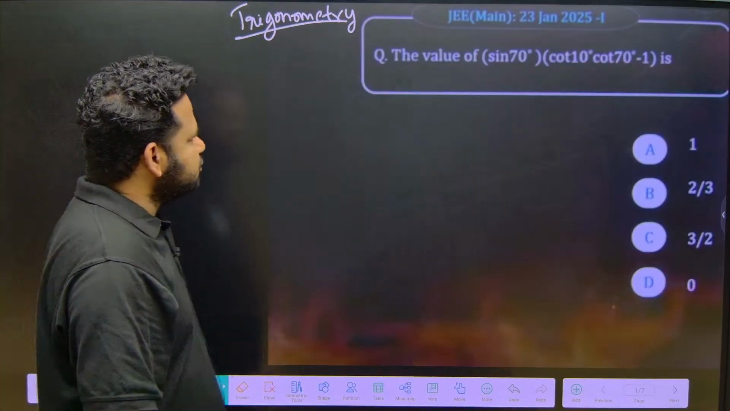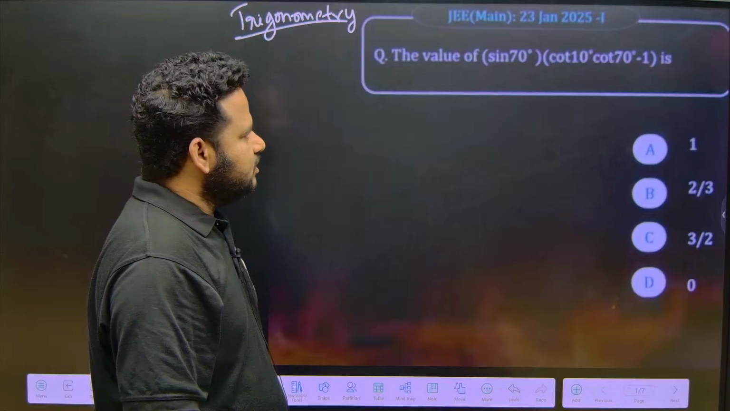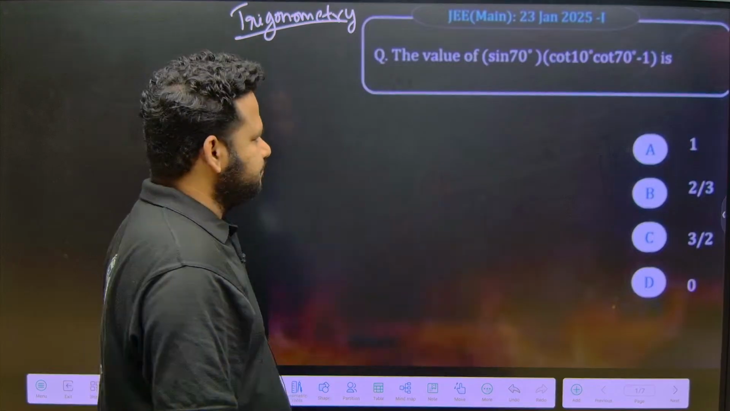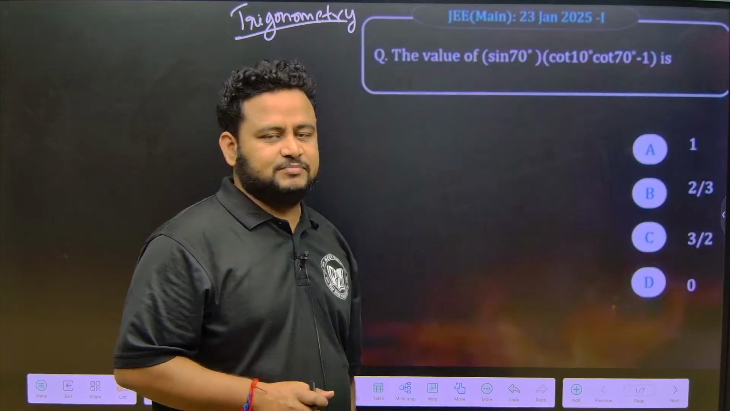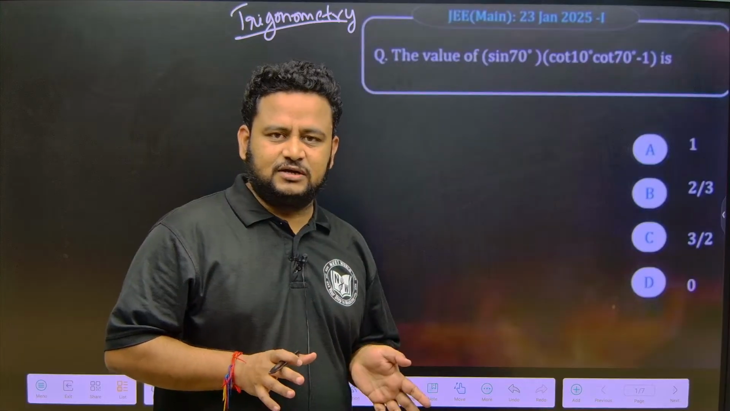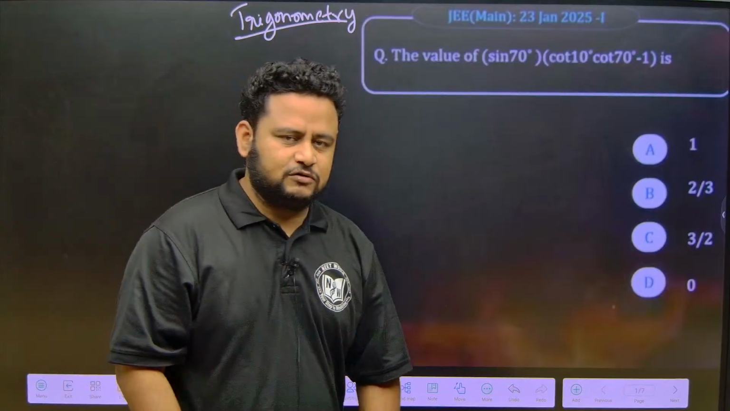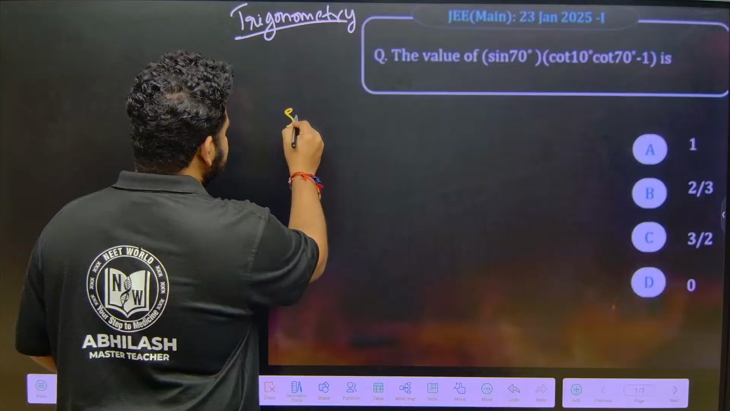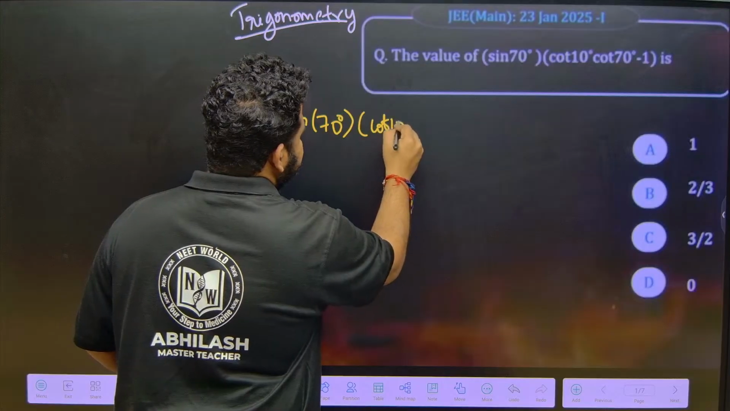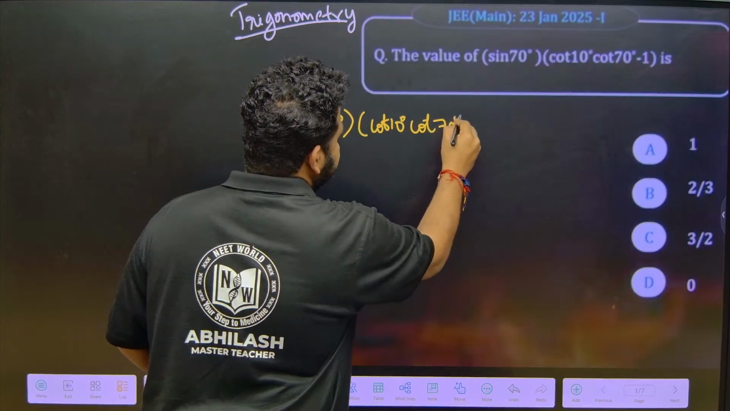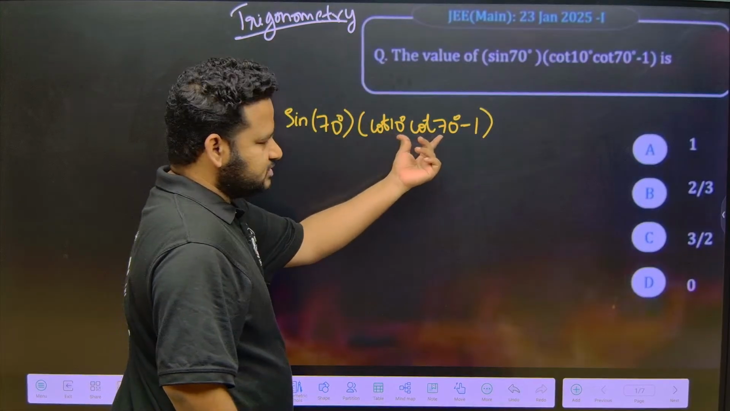Now the first question they have given is: the value of sin 70 degree into cot 10 degree cot 70 degree minus 1 is what? Whenever you see cot or tan along with sin or something, the first thing that should come to your mind is to convert it into sin and cos. Then it will become easy for you to proceed with the question. So let us write down what is given: sin 70 into cot 10 degree cot 70 degree minus 1.